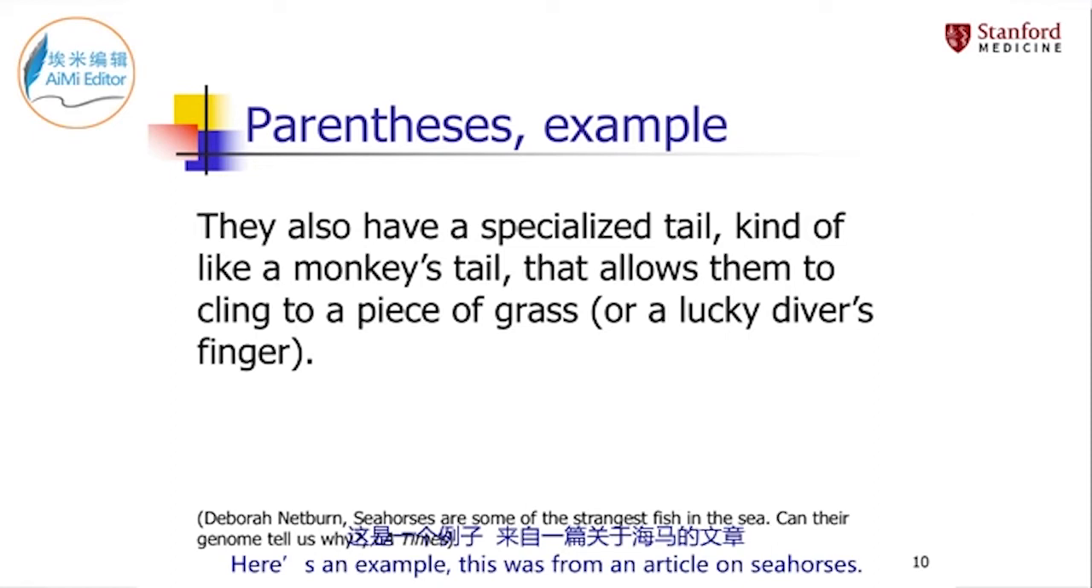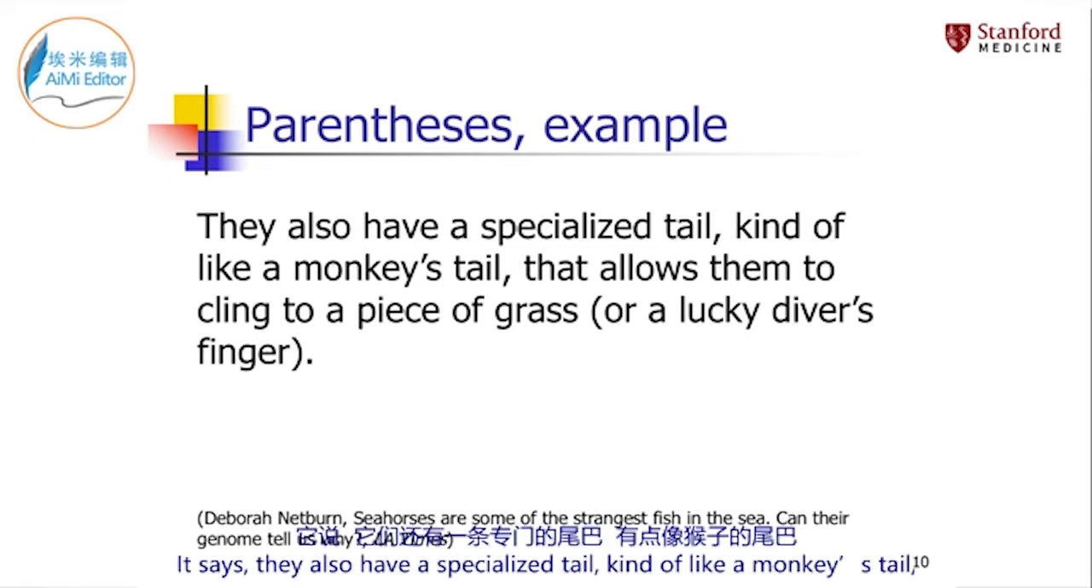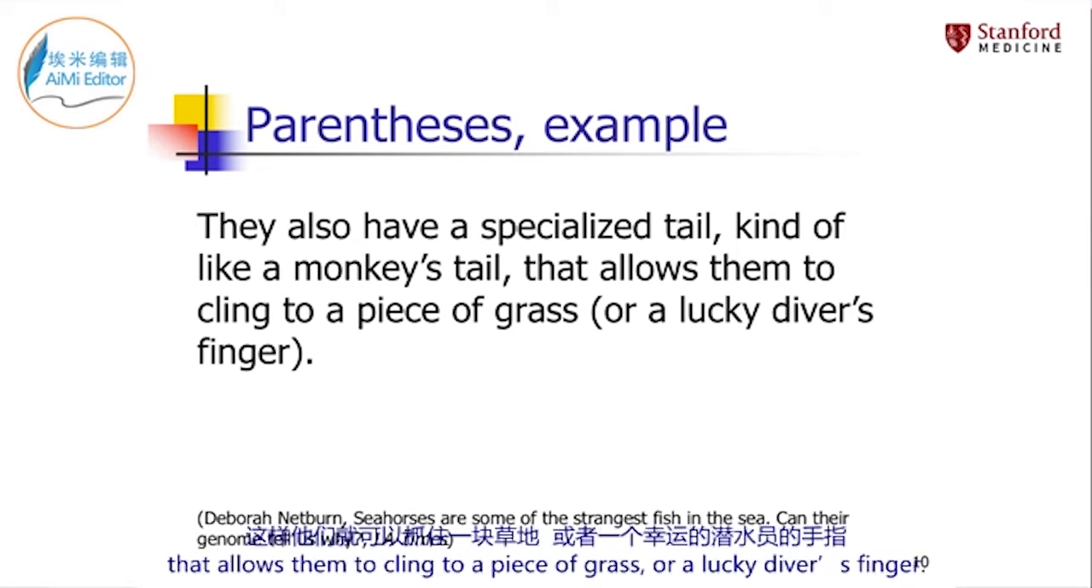Here's an example. This was from an article on seahorses. It says, they also have a specialized tail (kind of like a monkey's tail) that allows them to cling to a piece of grass, or a lucky diver's finger.